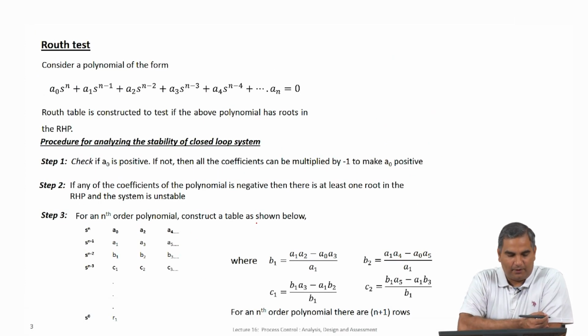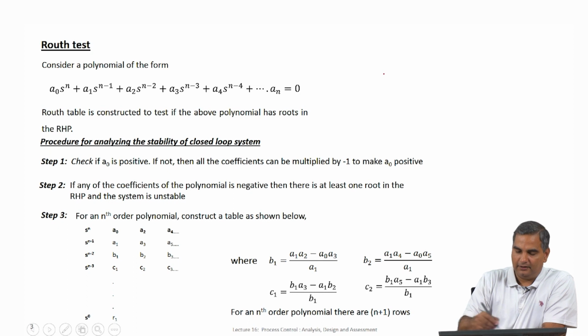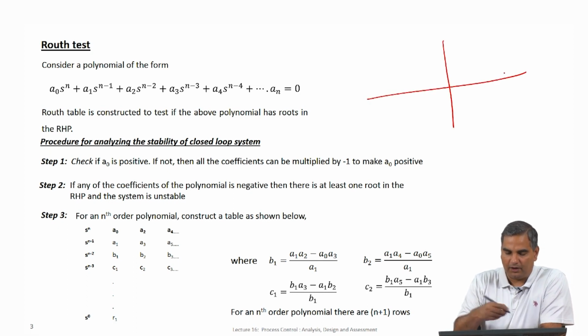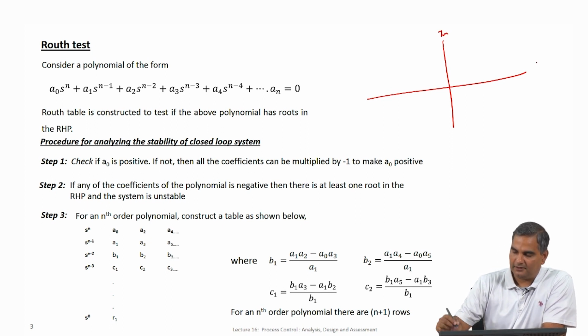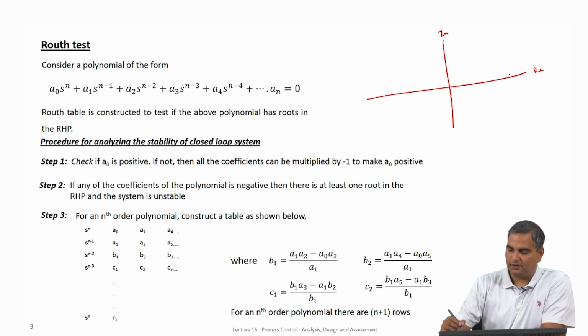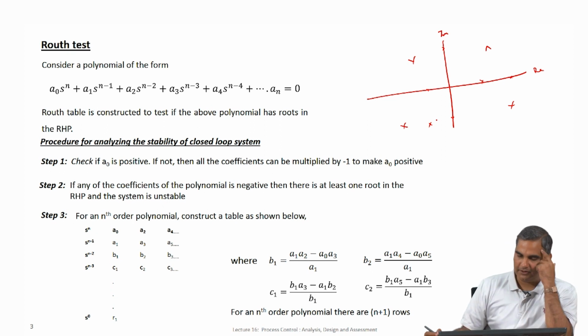So, the general problem I am going to pose is the following. Let us say I have a polynomial of this form: a naught s power n, a1 s power n minus 1, all the way up to a n, equal to 0. Clearly, we can plot the roots of this polynomial in a complex plane. This is the imaginary axis and this is the real axis. If the roots are real, they will be on the real line. The minute they are imaginary, they will be here, and if they are complex, they will exist in these regions of this complex plane.